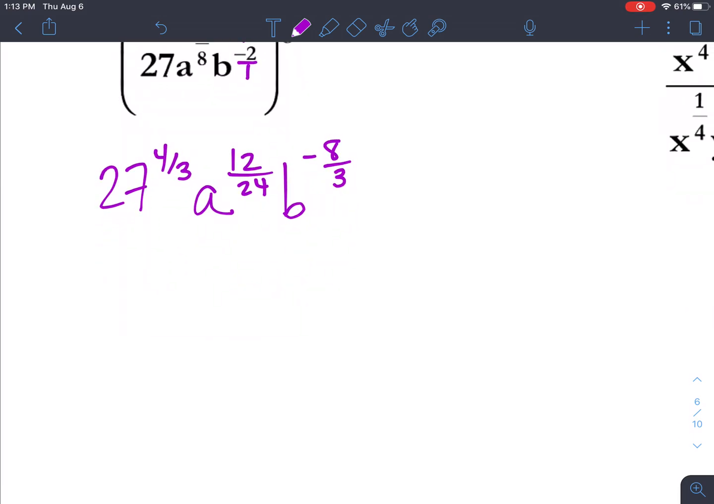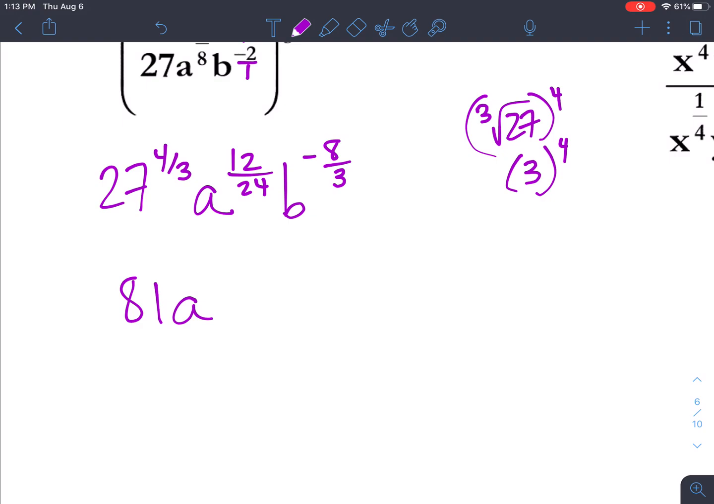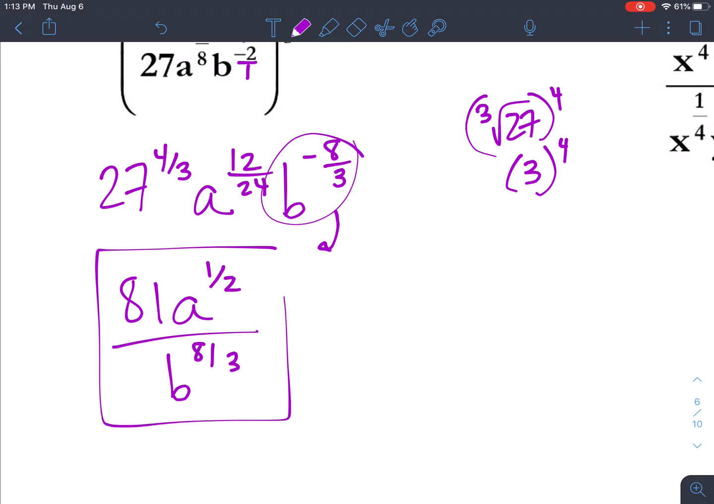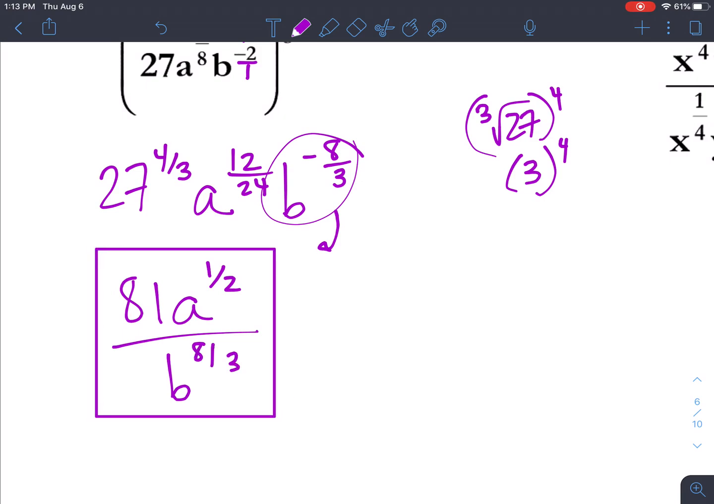So 27 to the 4/3, remember, cube root of 27 is 3, and 3 to the 4th is 81. So again, cube root of 27 to the 4th, so 3 to the 4th. What 3 things multiply to 27? a to the 12/24ths is just 1/2. Let's simplify those fractions. And negative 8/3, we can't simplify 8/3, but we do have to move this to the denominator because it is a negative exponent. We can't end with that. So 81 a to the 1/2 over b to the 8/3.